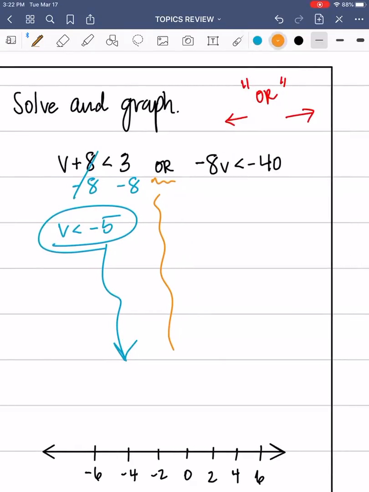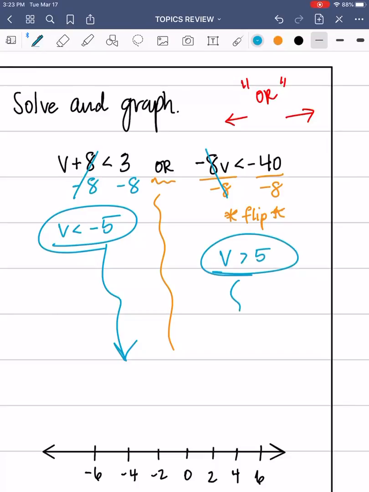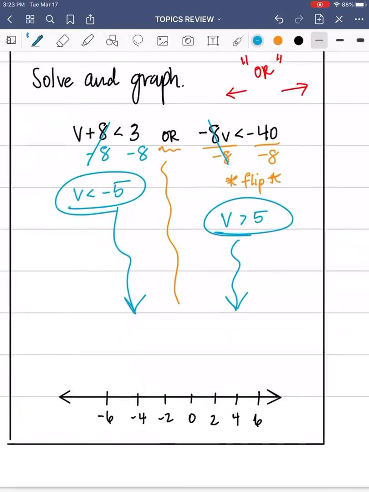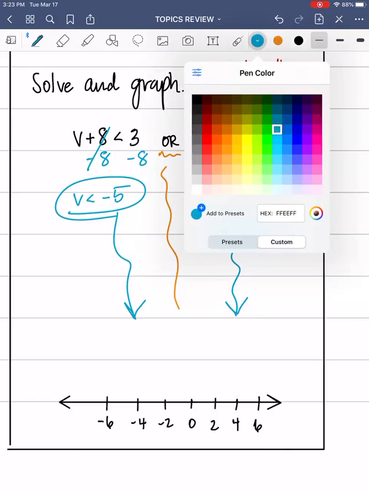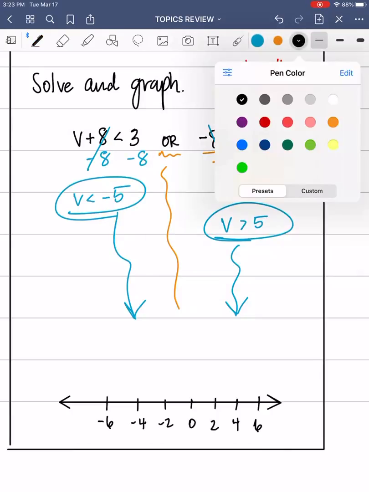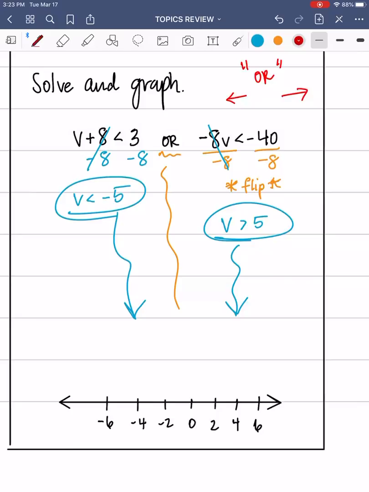On the other side, oh, careful on this. Look, we want to divide by negative 8. But we're dividing by a negative, so we have to flip the inequality. Okay, so we end up with v is greater than negative 40 divided by negative 8 is just 5. Okay, so we have two parts to our answer. We are allowed to have numbers that are less than negative 5 and greater than 5.